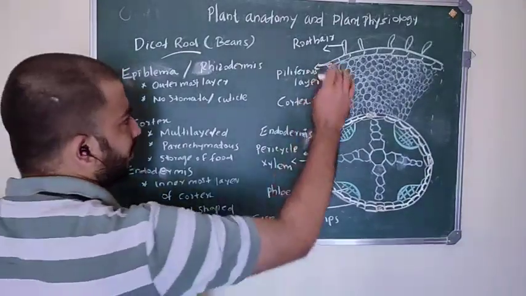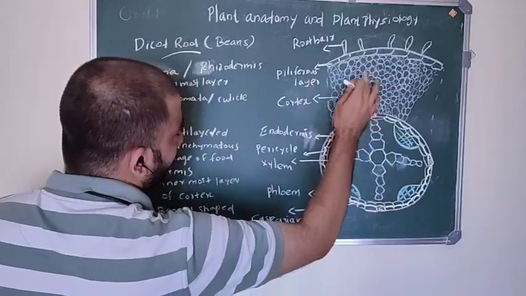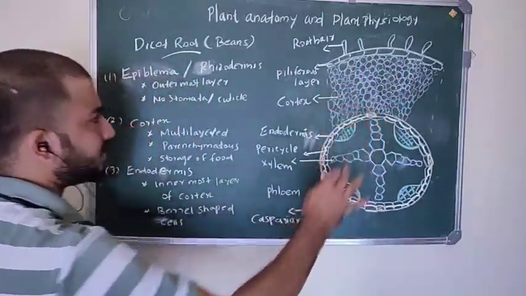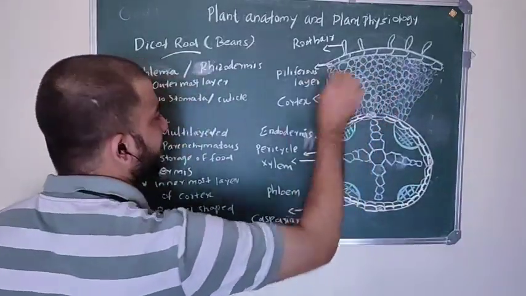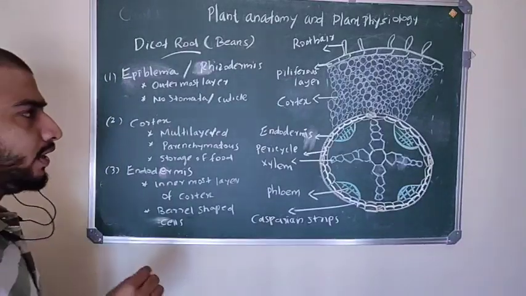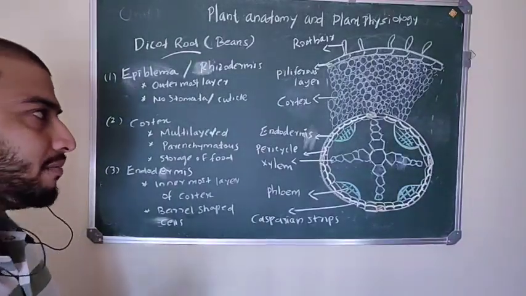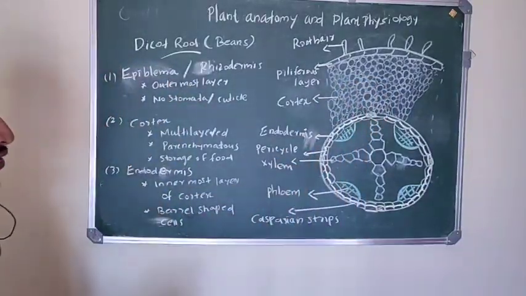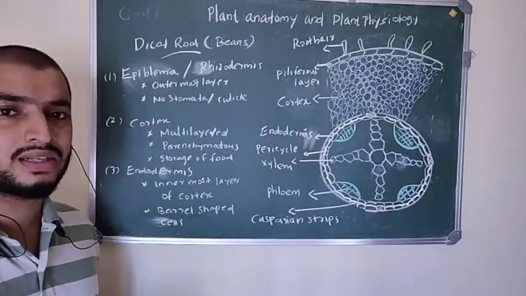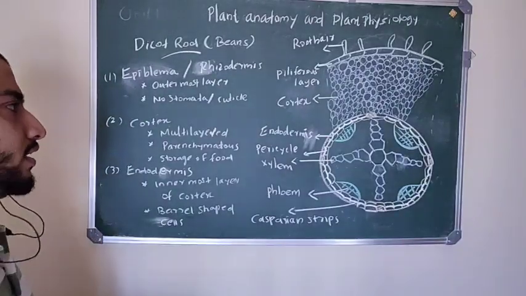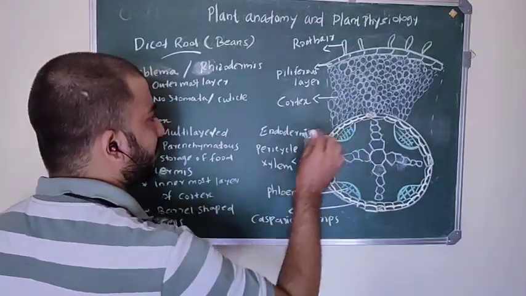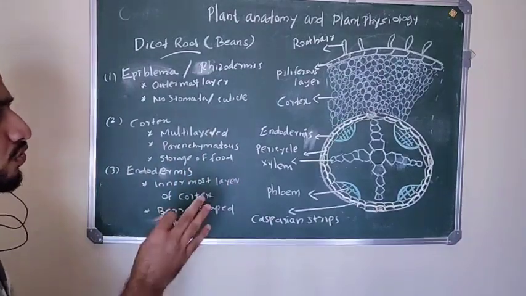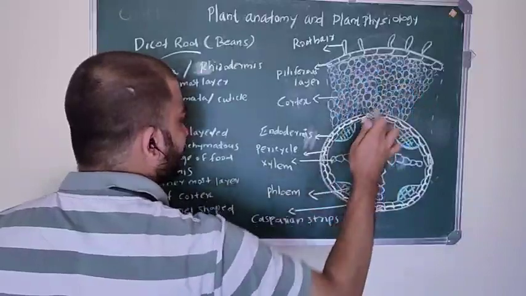After the epiblemma, the second region is called the cortex. It is made up of multi-layered cells, and these are parenchymatous cells. What is the function of the cortex? The parenchyma cells in the cortex store food. So the important points: the cortex is made up of parenchyma cells, its main function is storage of food, and it is multi-layered, with many layers of cells found here.